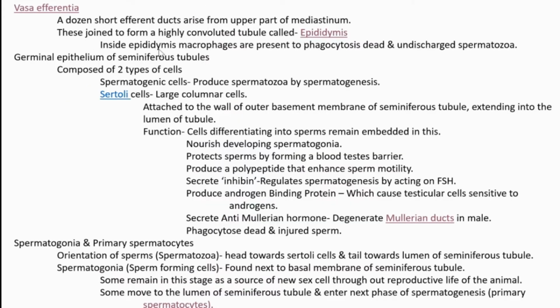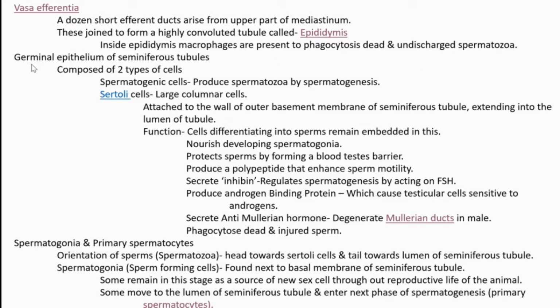Inside the epididymis, macrophages are present. Macrophages kill unwanted foreign substances. That is the function of macrophages. They are present to phagocytose dead and undischarged spermatozoa or sperm. What is the function of these macrophages? To phagocytose dead and undischarged spermatozoa.